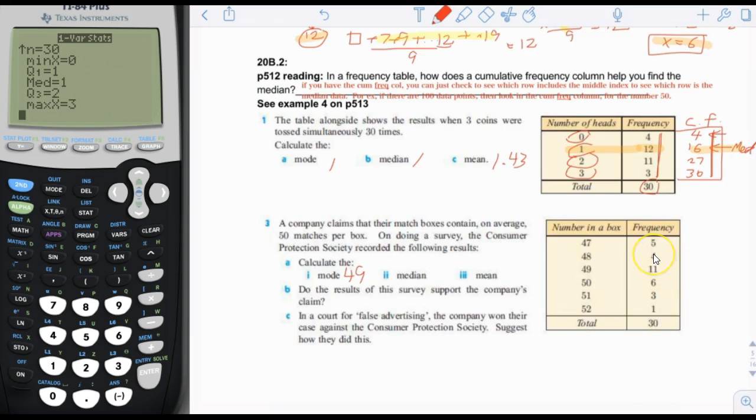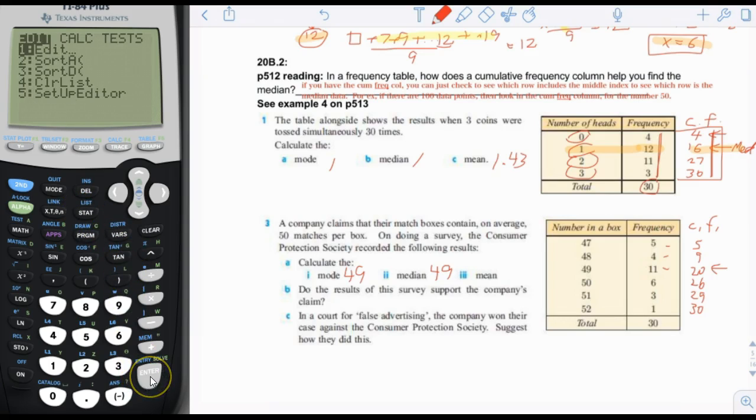And the median, we need the 15th one. We can do that by putting a cumulative frequency row here. And so now we have 5, 9, 20, I'm just adding up these numbers here, 26, 29, and 30. Okay, so there are 30 pieces of data. So where is the 15th and 16th ones? It would be in this class here. So 49 would be the median. And finally, the mean.